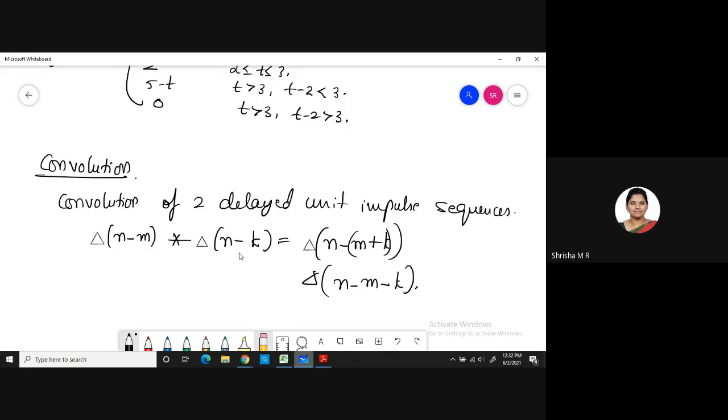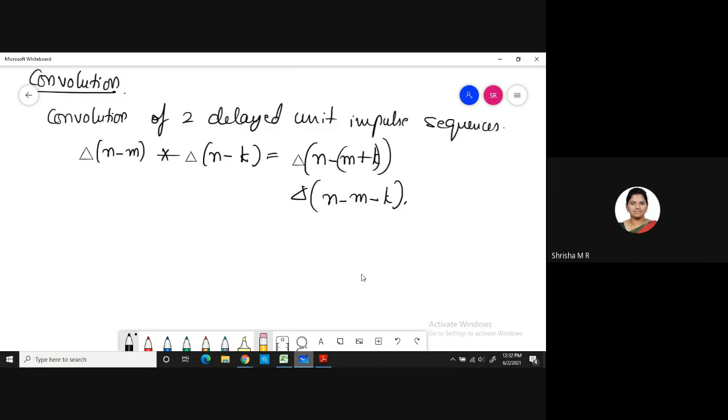This delay and this delay. Fine. So let us see the convolution sum, how to plot the convolution sum using these sequences. Okay, so take down a question. We had solved one question, right? Determine the convolution sum of the given sequence.